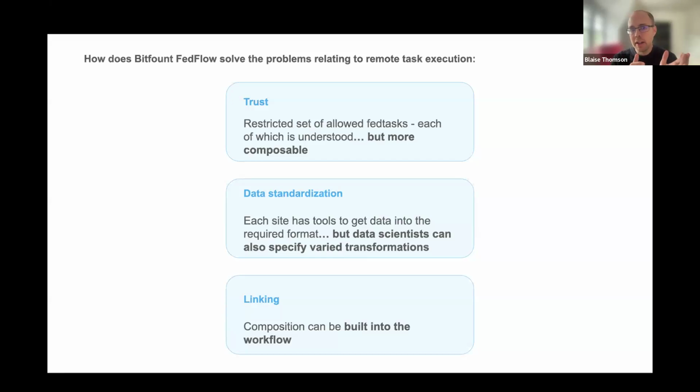On the standardization side, we have these tools already to help people get data into the right format, but now we also have an extension where we can have data scientists specifying the transformations. That allows us to switch who's doing the transformation, and maybe we allow for both, right? Sometimes the data custodian is better placed to do the data transformation, and sometimes the data scientist. And when we're doing linking, it's nice because the linking tasks or questions often require lots of these things to be composed. And so we can build that now into a workflow.